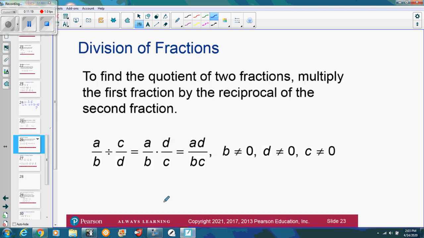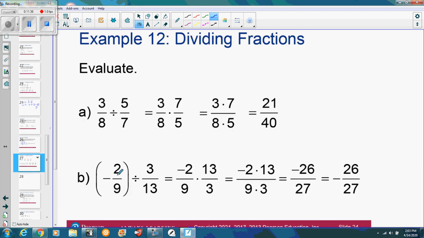So if I'm going to divide fractions, I keep the first one. You don't do anything. You change this to multiplication, and you flip this fraction over. So it becomes D/C. Then you just multiply like normal. So for the first example here, I have 3/8. This would become a multiplication sign, and then this gets flipped over to 7/5. So my answer is 21/40, can't be reduced.